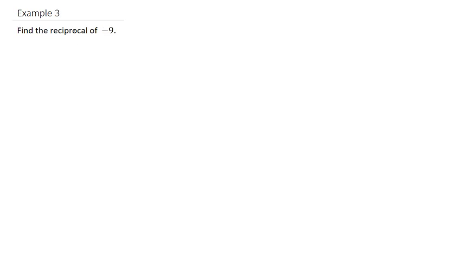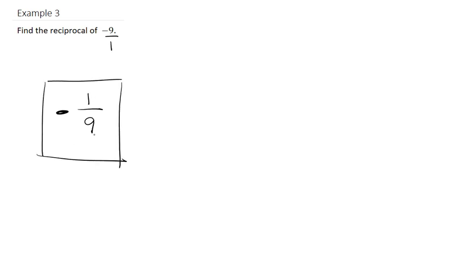Find the reciprocal of -9. For this, we would put it over 1 to show that that's the fraction before we even get started. Now we flip it: 1 is now on the top, the 9 is on the bottom, and we keep the negative. So we have -1/9.